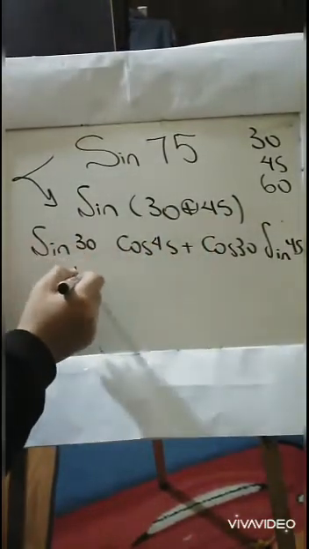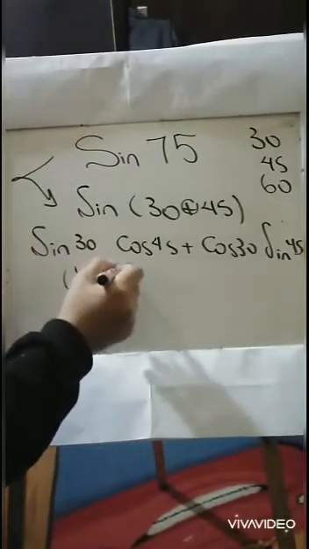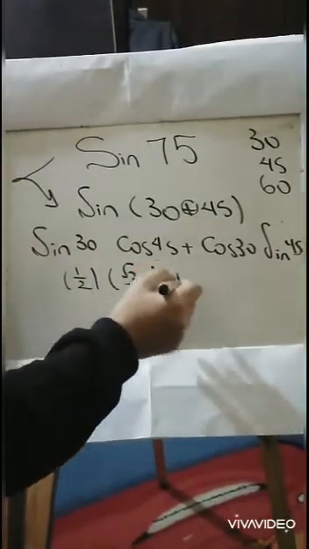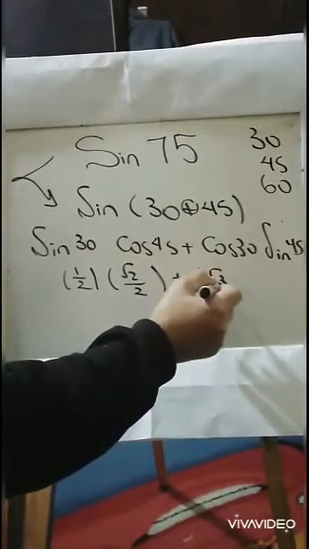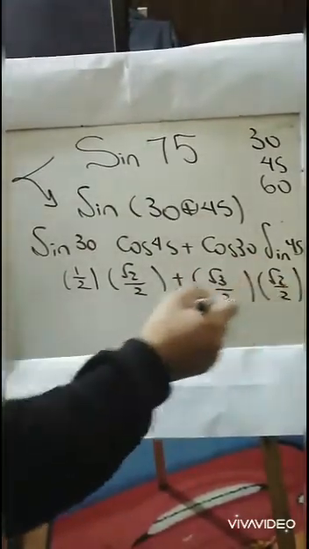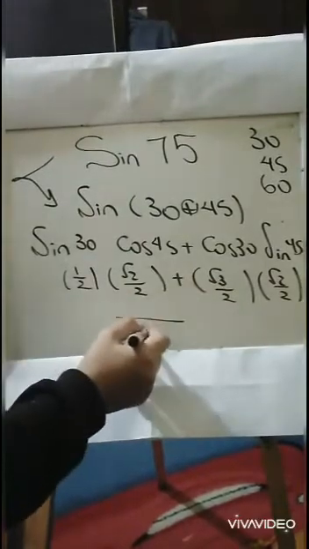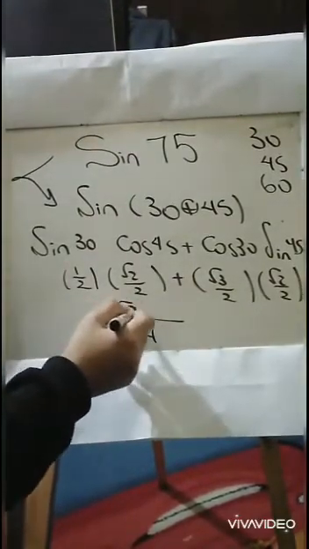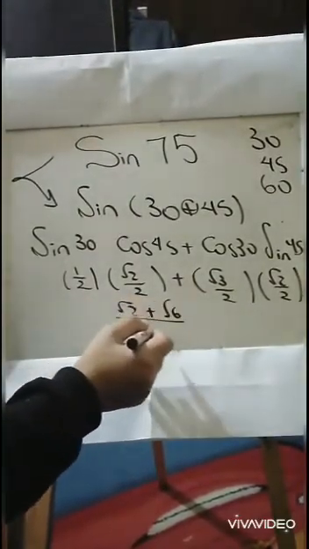Sine 30 will be half. Cosine 45 will be root 2 over 2. Cosine 30, root 3 over 2. And sine 45, root 2 over 2. So if I get the value of this, it will be root 2 plus root 6 over 4.